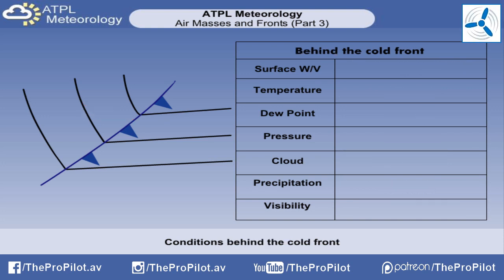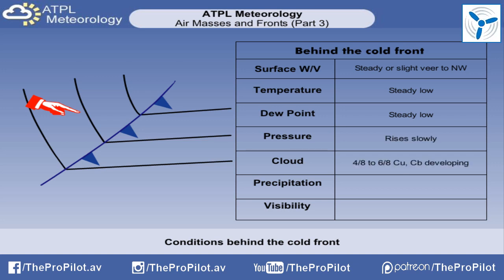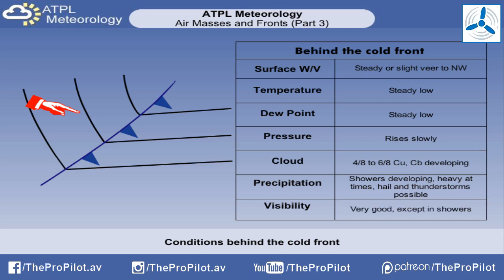Behind the cold front, the wind will steadily veer slightly more to the northwest in the northern hemisphere. The temperature will be steady or quite often will rise depending on the time of day. The dew point will be steady and low. The pressure will continue rising but at a slower rate. The layer cloud will clear and convection will start with tall cumulus and cumulonimbus towers forming. Precipitation: showers will develop, becoming perhaps moderate or heavy in intensity. The visibility will become very good but will fall during the showers.